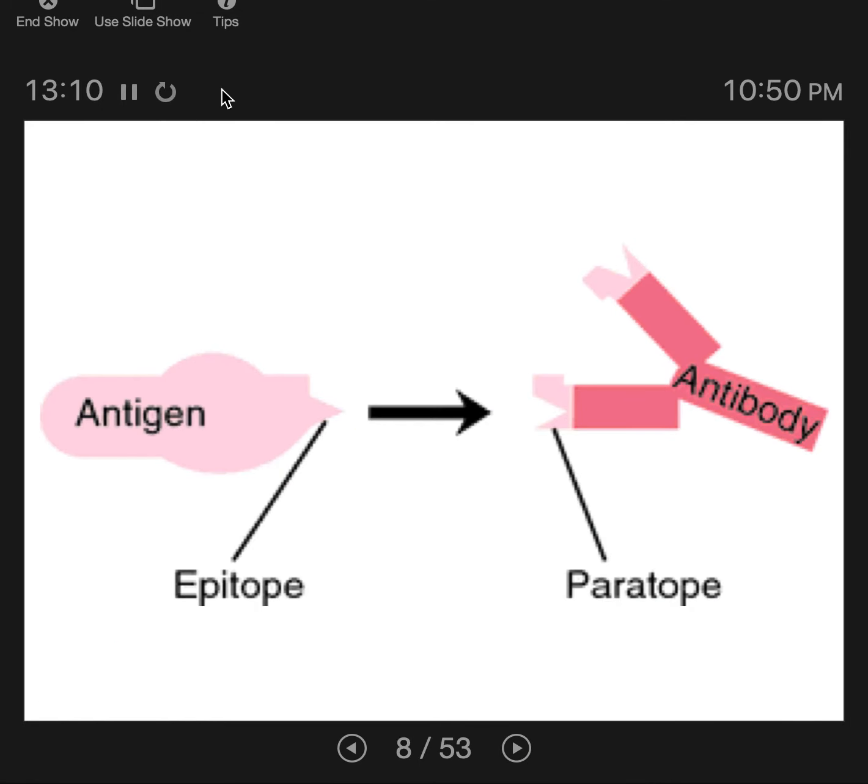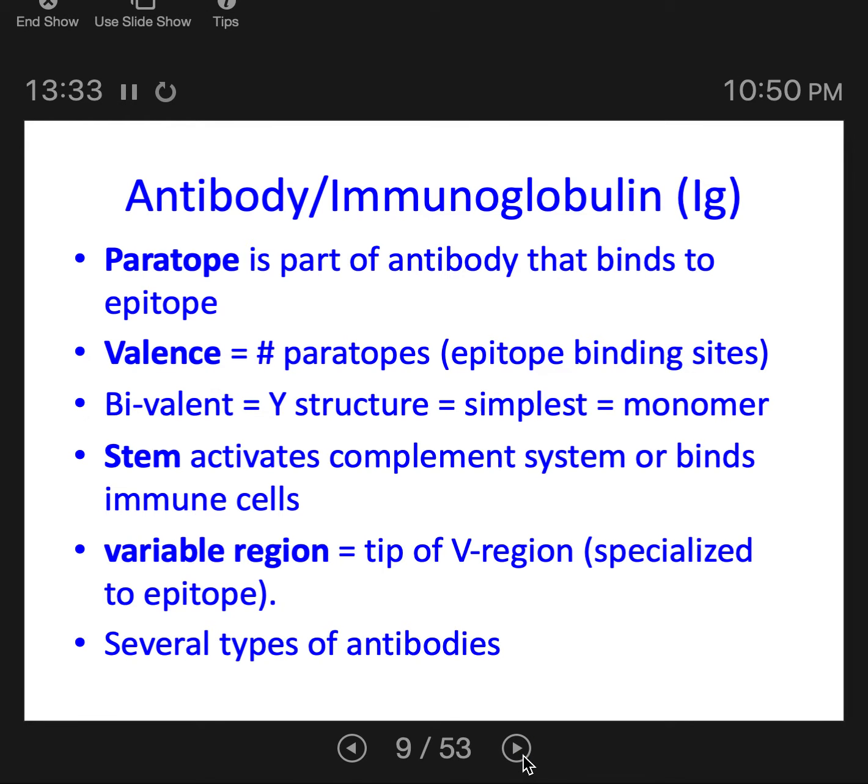And then here's another diagram showing the same thing. So here's an antibody, and here's the antigen. This piece of the antigen that the antibody binds to is called the epitope. Conversely, on the antibody, the part of the antibody that binds to the antigen is called the paratope. So the paratope on the antibody binds with the epitope on the antigen. All right, so now we've moved on to antibodies. This transitions us into antibodies.